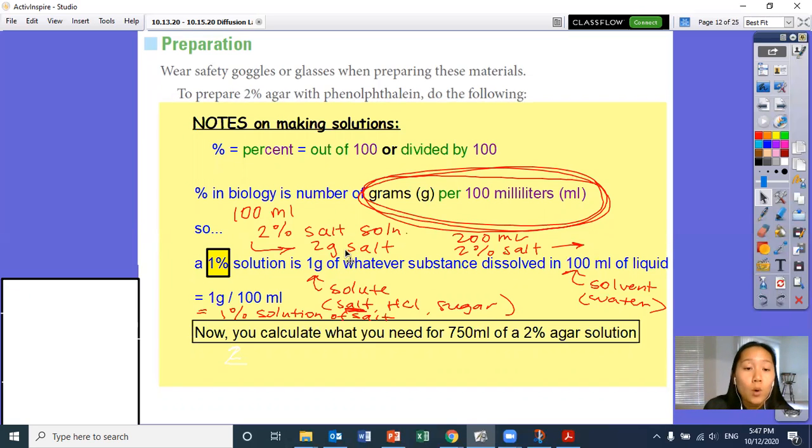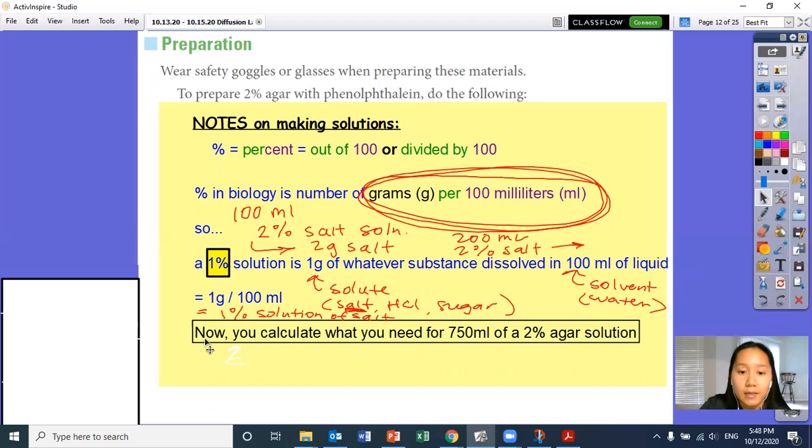And that would be your 2% salt solution. A 1% salt solution is 1 gram in 100 milliliters of a solvent. So you could put salt, you could put HCl, it comes in a powder form too, you could put in sugar, right? If you put 1 gram of this into 100 milliliters of liquid, then you have a 1% salt solution or a 1% sugar solution, okay?